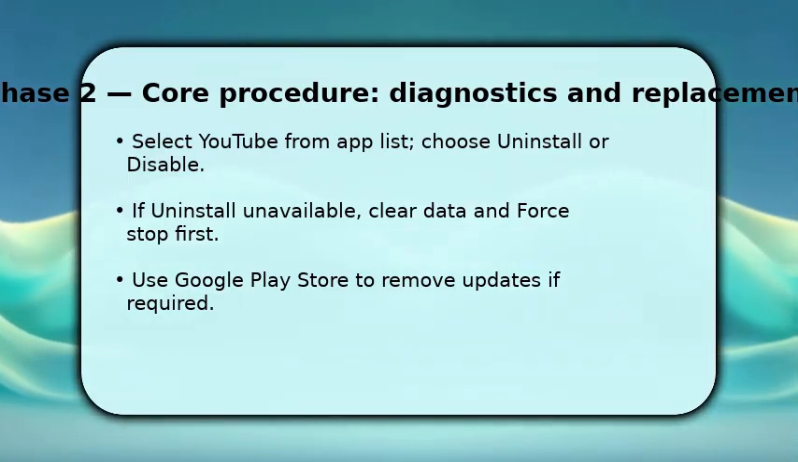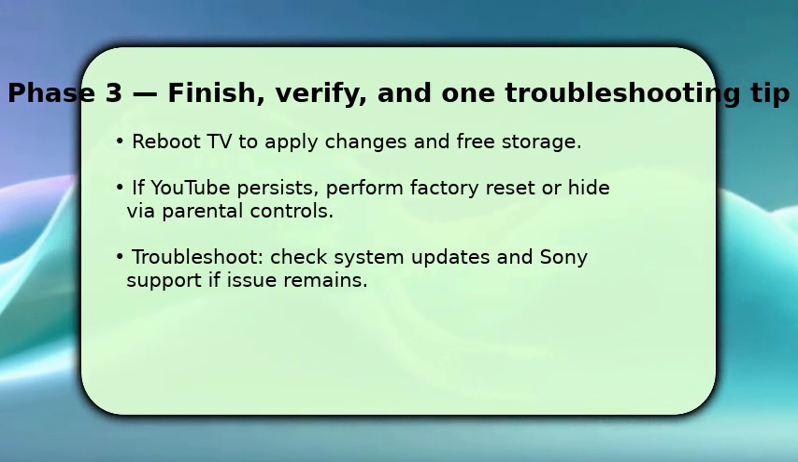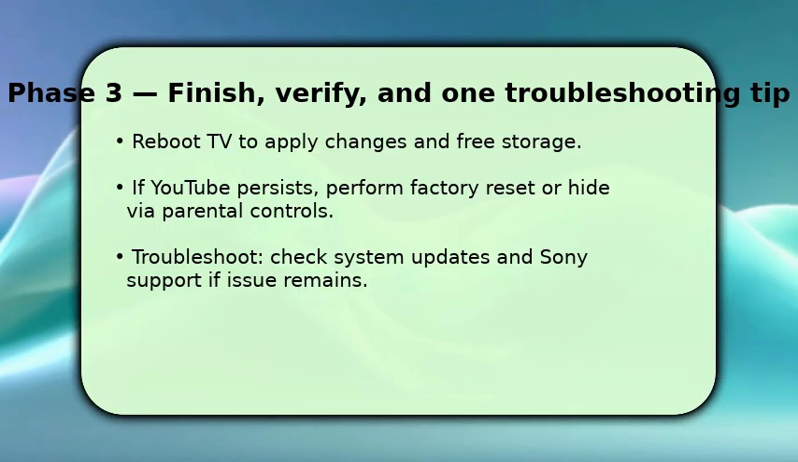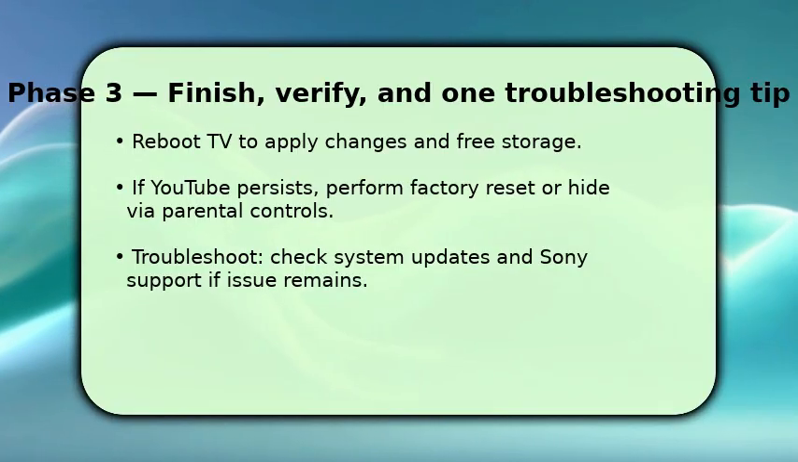You do this because factory or system apps often finish by rebooting the TV to apply changes and free any locked resources. A simple power cycle often completes the uninstall. If YouTube still appears, use parental controls or the hide app option, and as a last resort, perform a factory reset. Only do that after backing up settings.